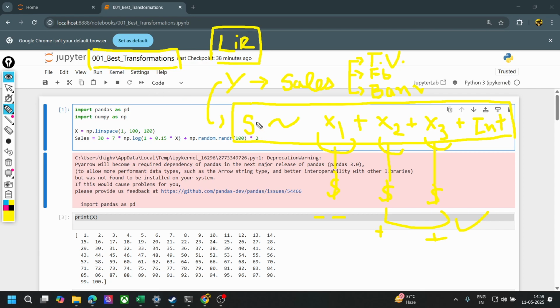Cool. So what we are going to focus on today is finding out the best transformations, and I'll get into why we are looking into it today. But for now, I hope the idea of linear regression is clear, and why we are doing it here in terms of a business context.